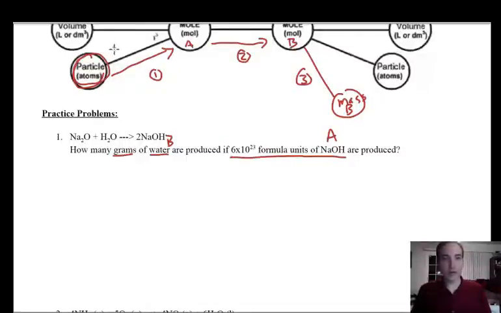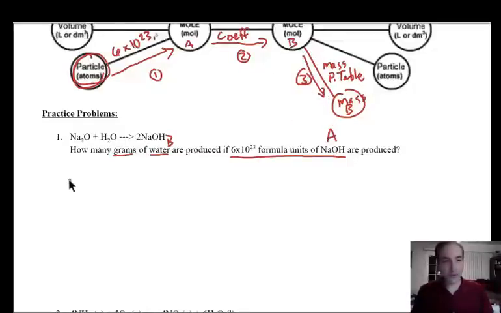To get from particles to moles, we're going to use the magical mole number, meaning 6 times 10 to the 23rd. To get from moles A to moles B, we're going to use coefficients. And then to get from moles of B to the mass of B, we're going to use the mass from the periodic table. Okay, so that's kind of my game plan, my route, so to speak, that I'm going to take to get to the answer.